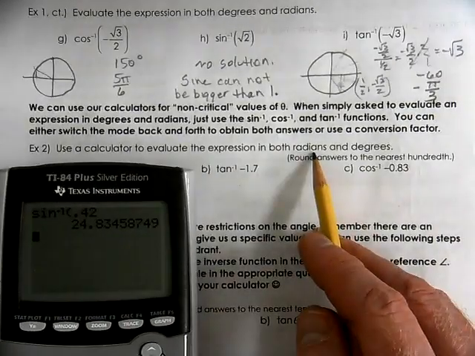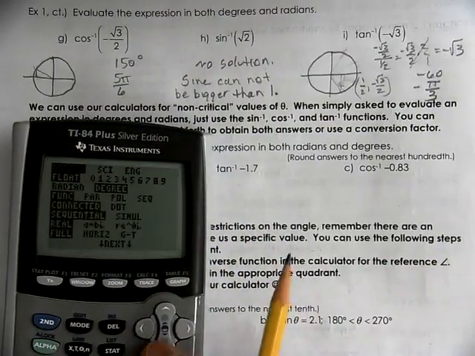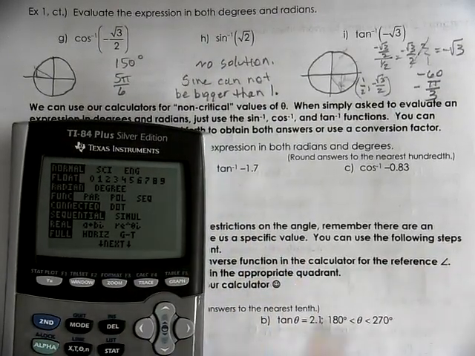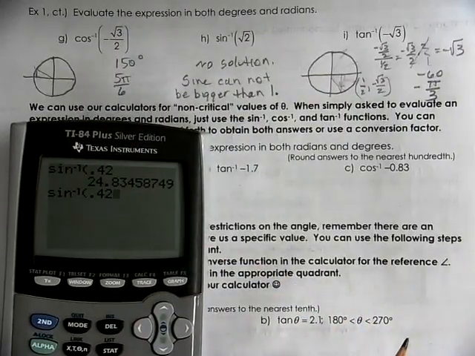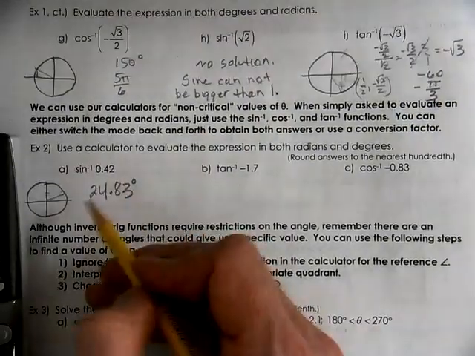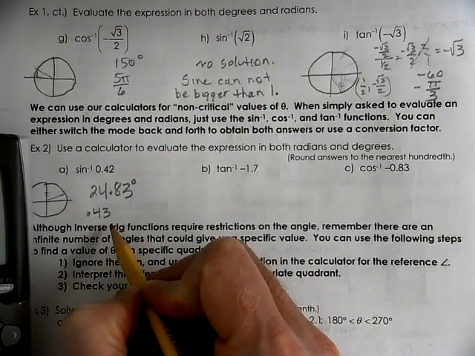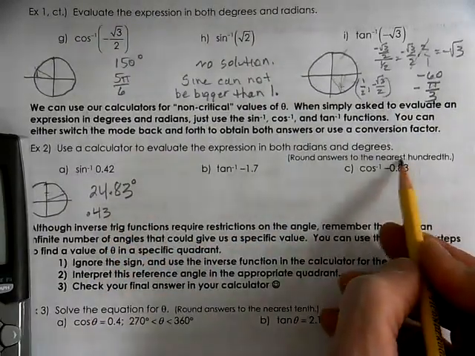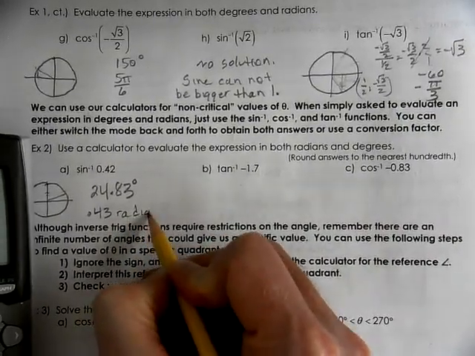And for us to do it in radians, we would have to convert our calculator over to radians. And then do sine inverse of 0.42 again. And the radian is going to be 0.43. We want to round to the nearest hundredths, but these are radians.